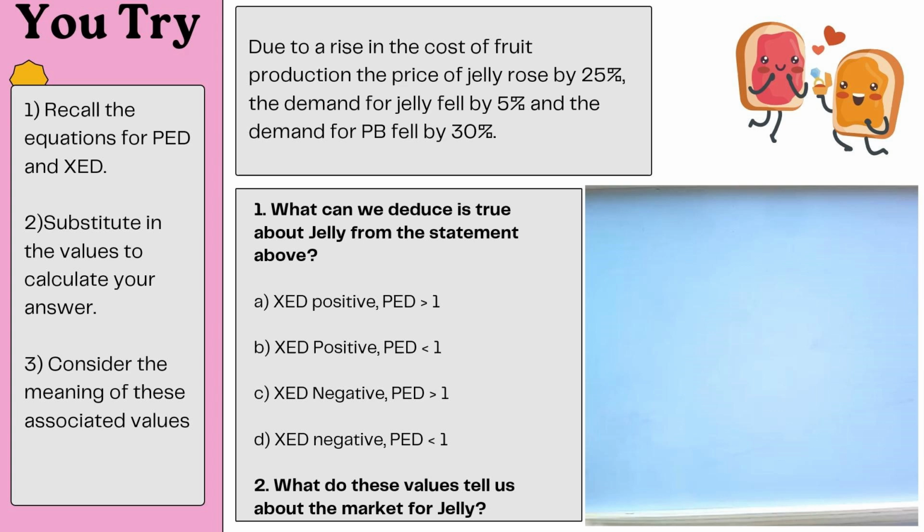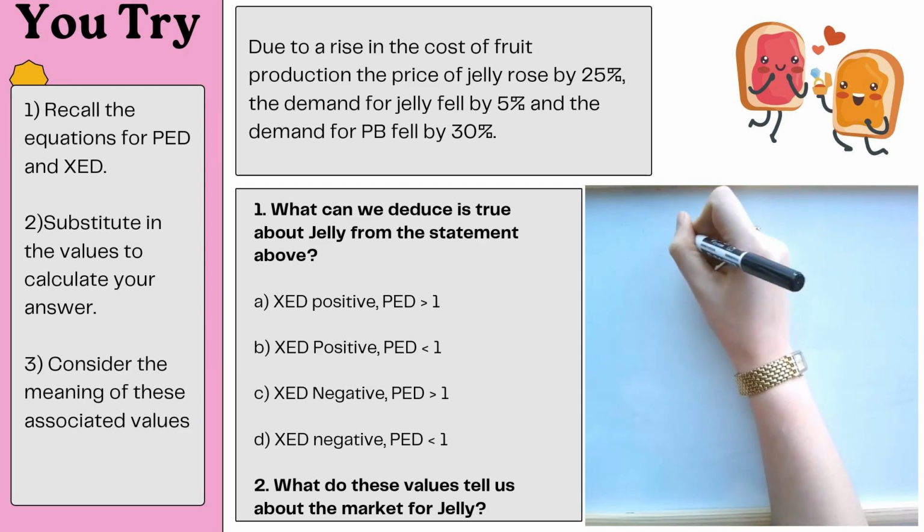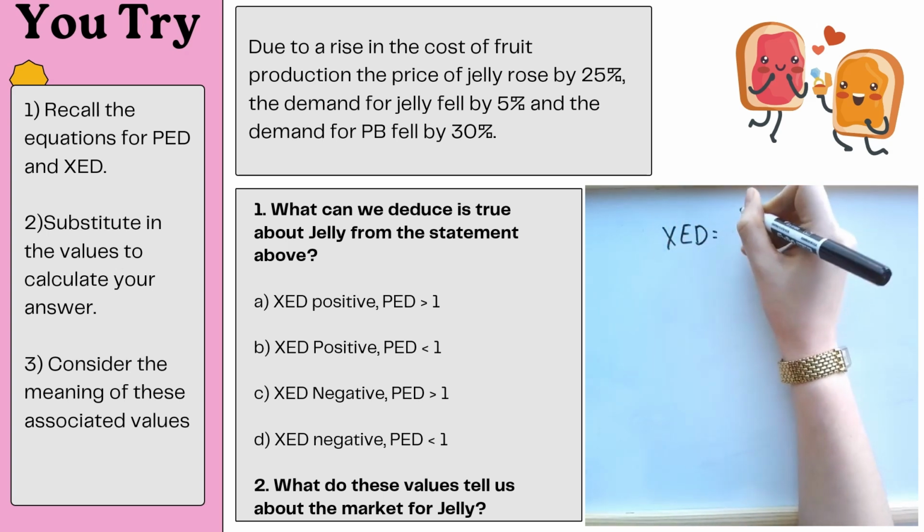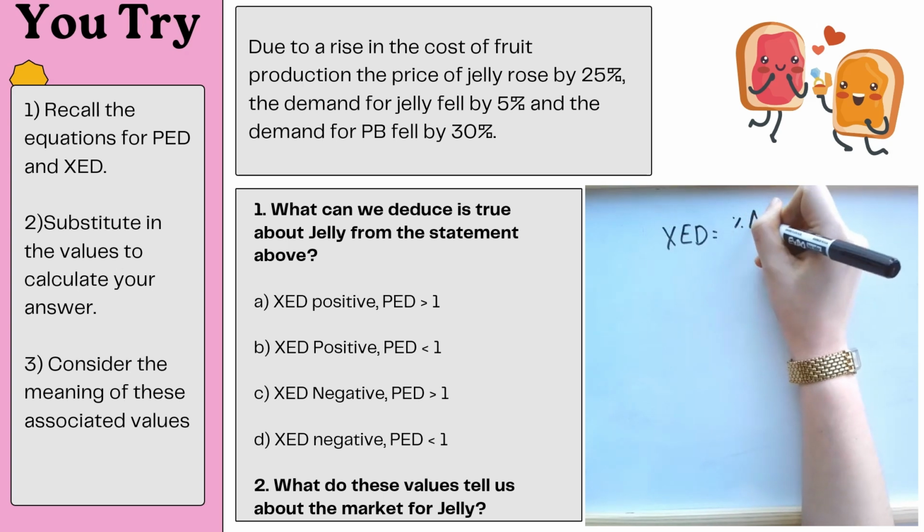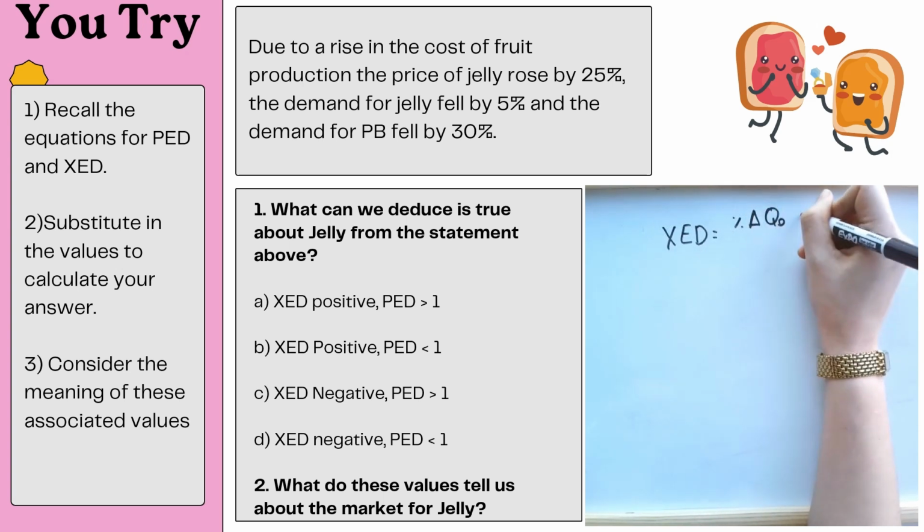Due to a rise in the cost of fruit production, the price of jelly rose by 25%. The demand for jelly fell by 5%, and the demand for peanut butter fell by 30%. This question is deliberately phrased to confuse you. There is an intentional overload of information. But we're not going to stress, we're going to recall the equations, substitute in the values that are relevant, and then work out from the multiple choice options which is the correct answer.